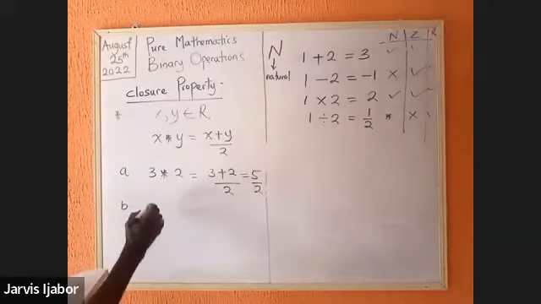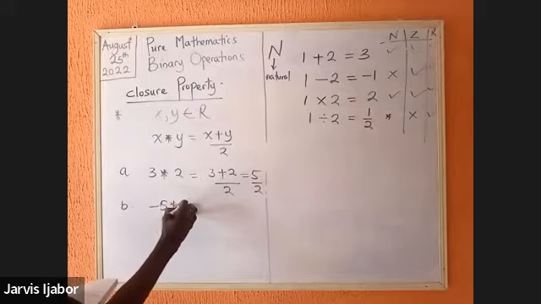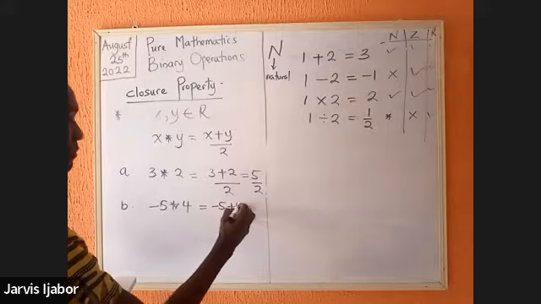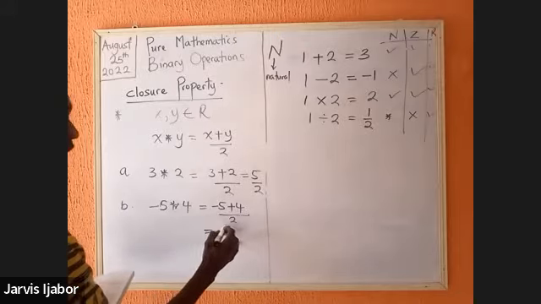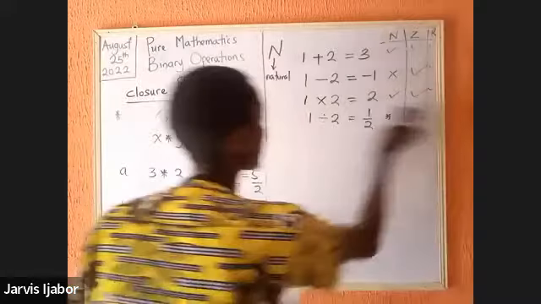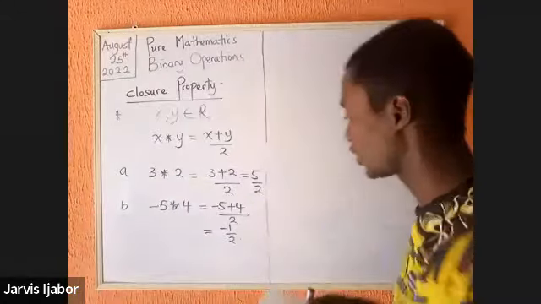Look at B. It says -5 star 4. What does that mean? It means add them and divide by 2. And what would this give you? This will essentially give you -1 over 2. That takes care of that. So it's very simple. It's really very, very simple. It's just the understanding you need to take note of.